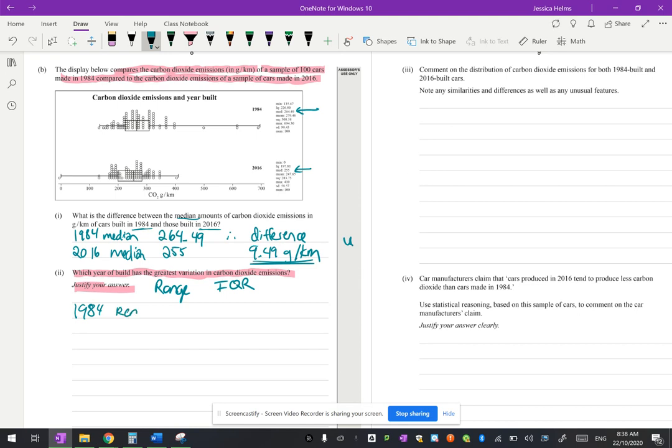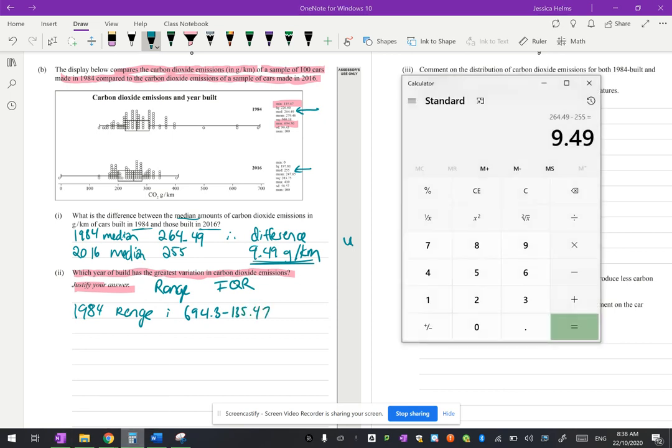The range is pretty much the distance, and it can be found by taking your maximum and subtracting your minimum. So the range is 694.3 minus 135.47. Get your calculator out: 694.3 minus 135.47 gives us 558.83.